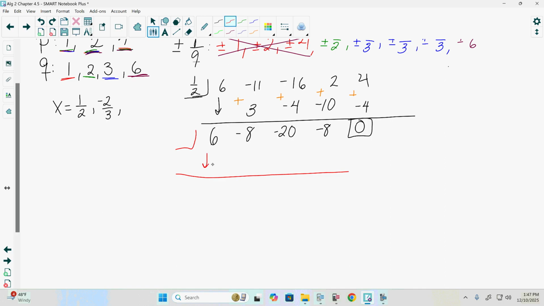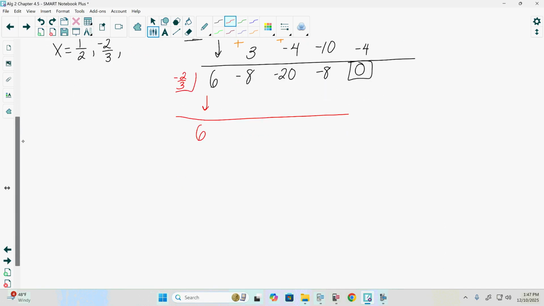Any questions on the first synthetic division before we start the second one? Our second one, we're going to use negative 2/3. So we're doing the same thing. And again, if it's going to be helpful for you to use a calculator to do this addition and multiplication, use it. There's nothing wrong with it.